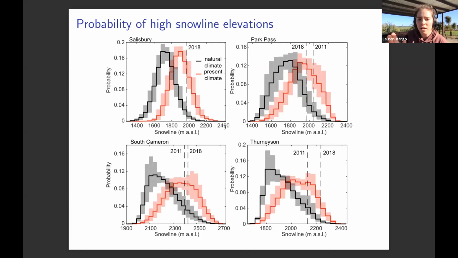So now on all of these, this is 4 examples of glaciers where we use the snowline elevations. And now it's switched, so higher snowline elevations correspond to more glacier mass loss. And we can see that for all 4 of these glaciers, the present climate with humans is offset to the right of the distribution of snowlines for the natural climate. So for all of these glaciers, it's more likely that those high snowline elevations would occur with climate change than without.